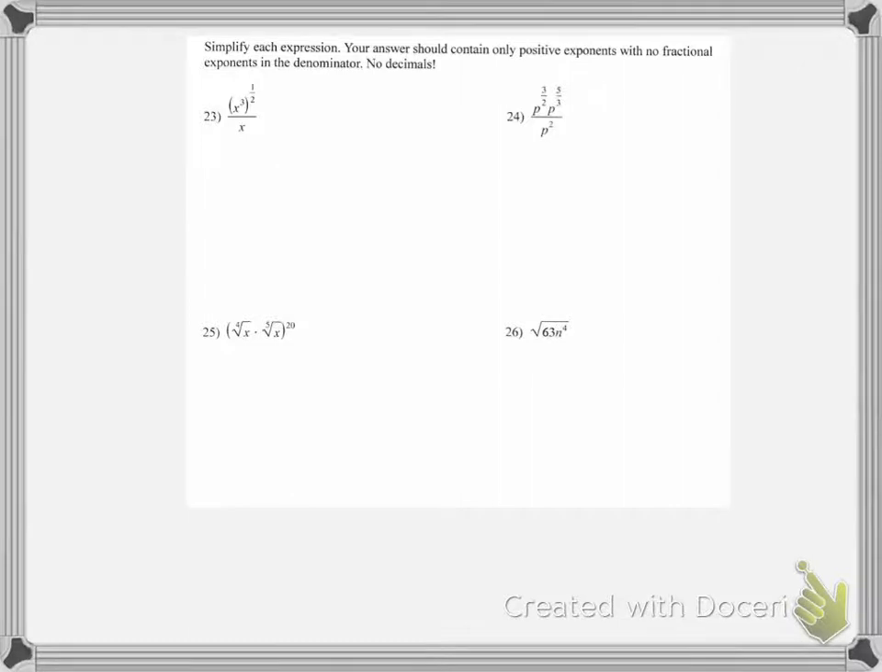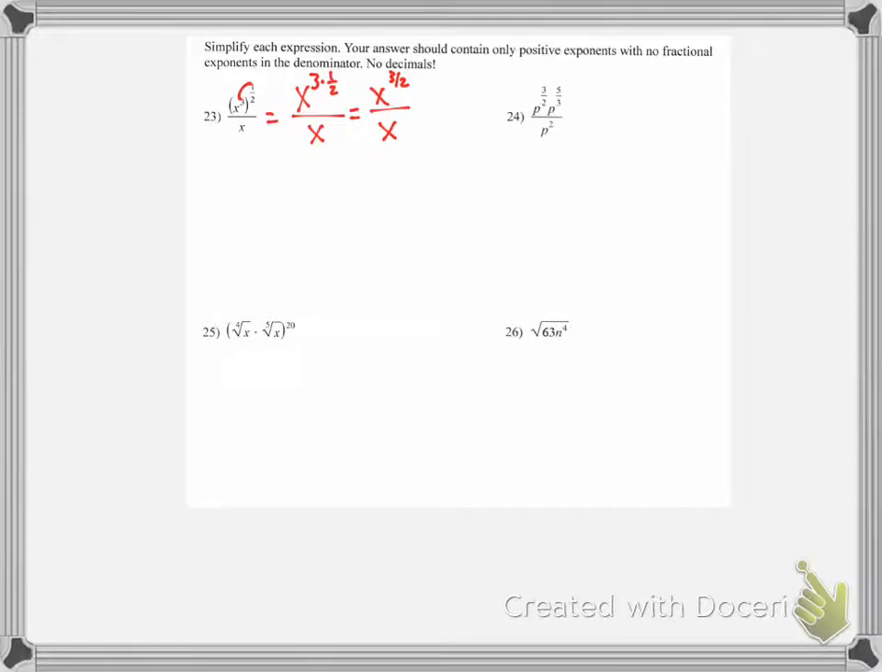So first thing that I see to do is we've got a power outside of something raised to a power. I'm going to distribute that in, and it's going to be x to the 3 times 1/2 over the x. So I'm distributing that power in because that's what you do when you have a power outside of something in parentheses. And we're going to go ahead and simplify that. So that would come out to x to the 3/2 over x.